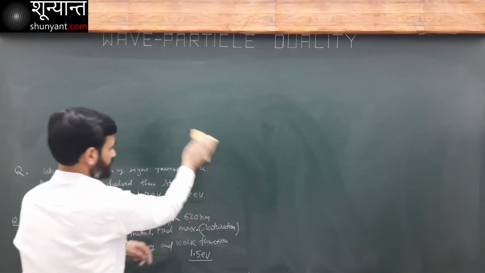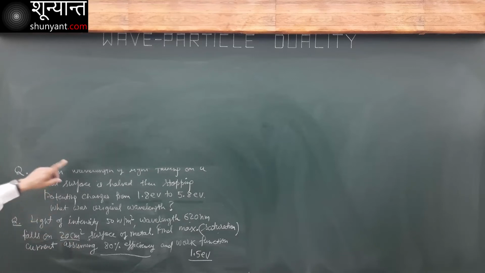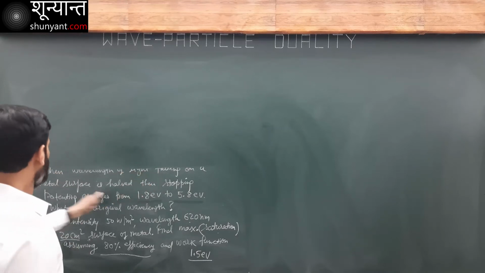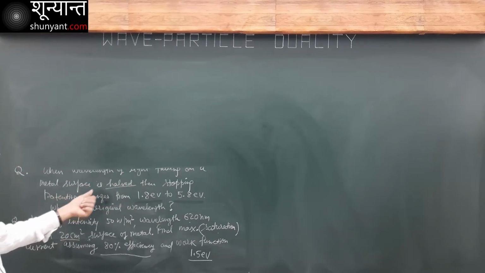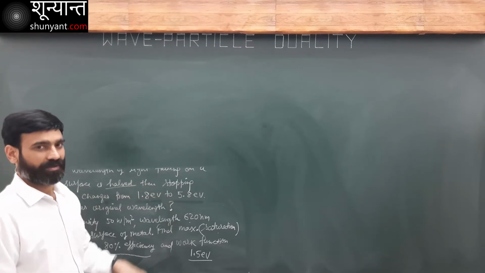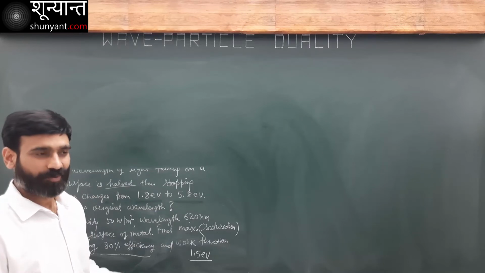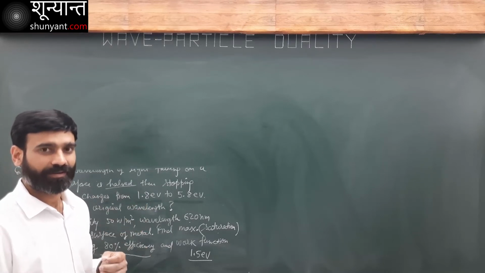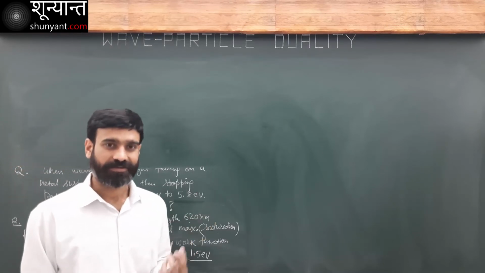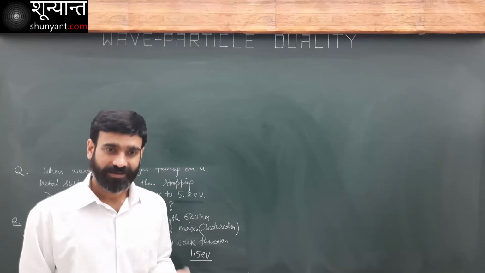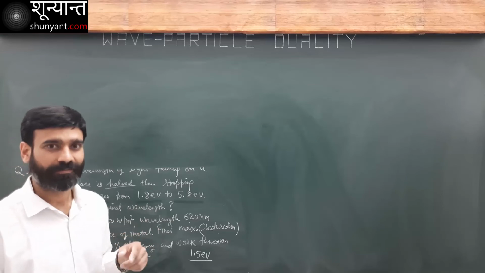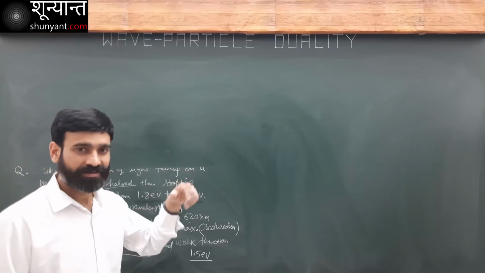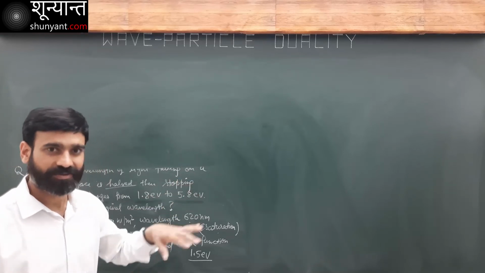Okay, the next one is like this. When the wavelength of light falling on a metal surface is halved, the stopping potential changes from 1.8 to 5.8. Stopping potential has increased. Why? Because the kinetic energy has increased. Why has kinetic energy increased? Because the energy of the photon has increased. Why has the energy of the photon increased? Because the wavelength has decreased.